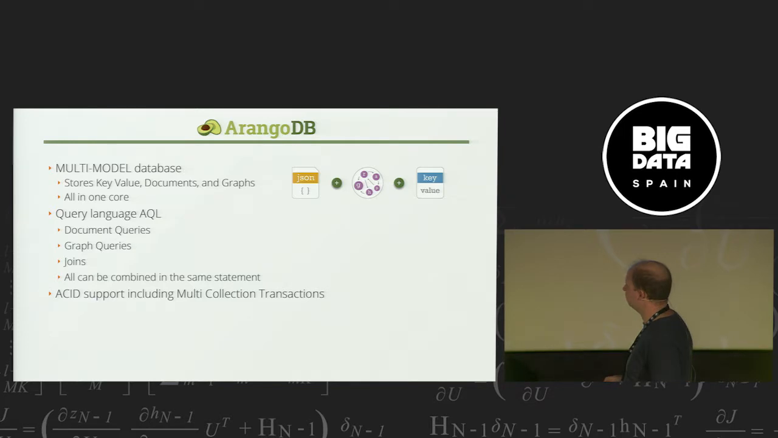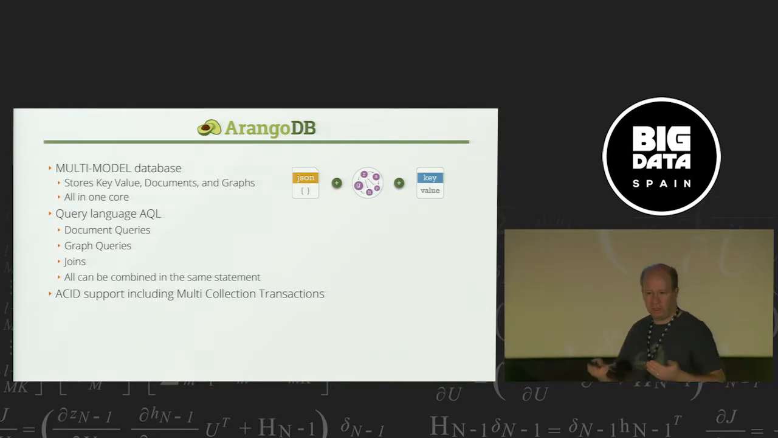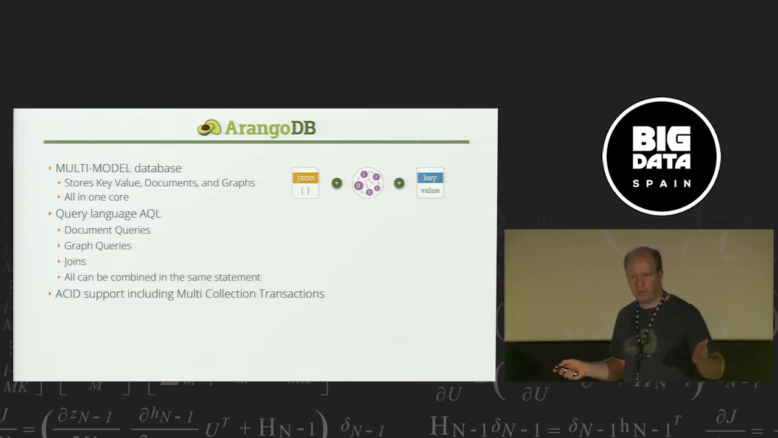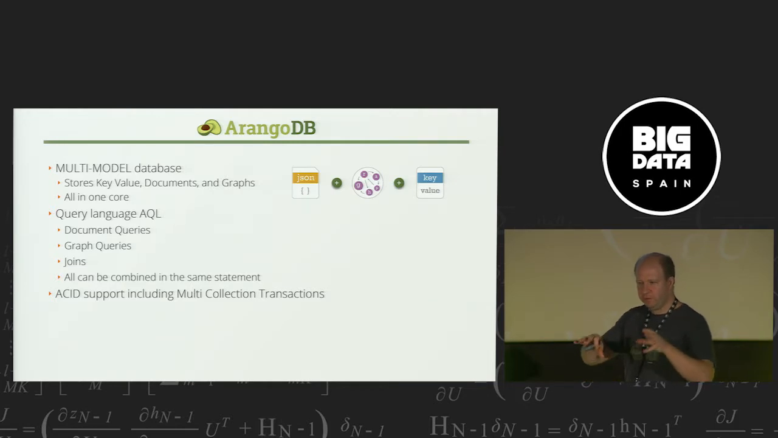Now, the database has a single query language called AQL, which is similar in spirit to SQL, which allows to mix and perform document queries, graph queries, joins, all these typical things, not only graph queries, but also a mixture of graph queries and other queries. And all this can be done in the same statement.